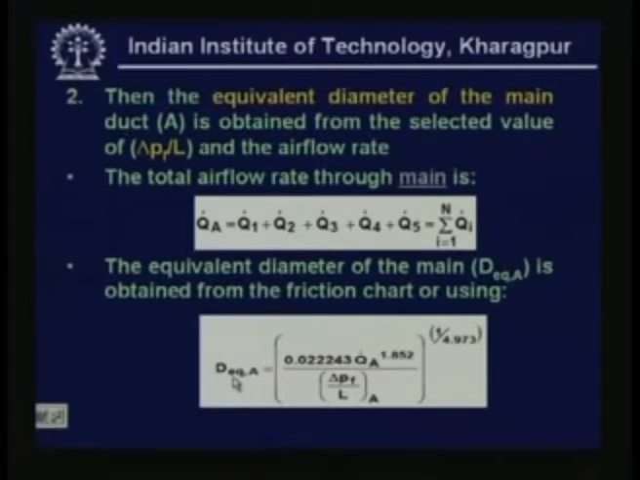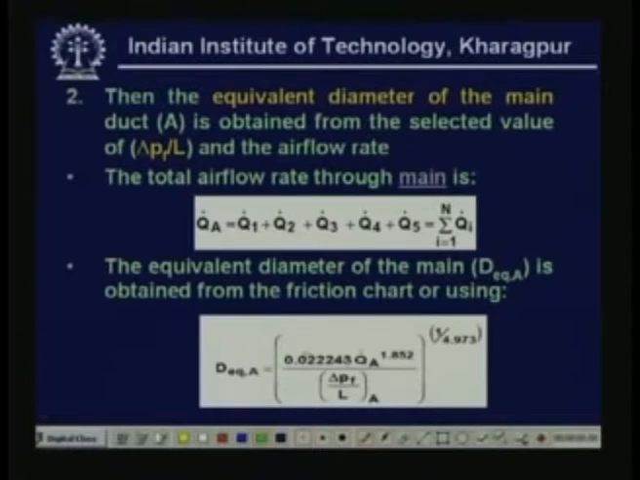Then from Q dot A and using the delta Pf by L value, the equivalent diameter of the main duct is obtained, either using the friction chart or using the following equation. I have discussed this equation before, we know this and we have fixed this. So, you can easily find out what is the equivalent diameter of duct run A.